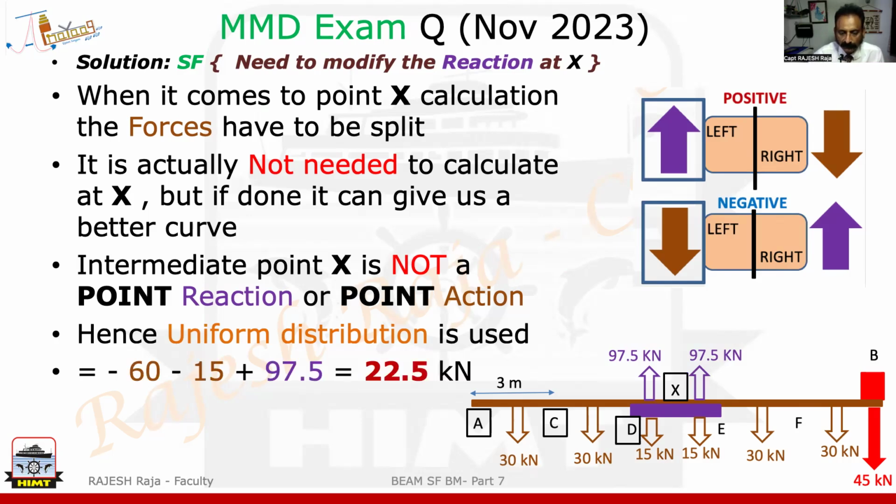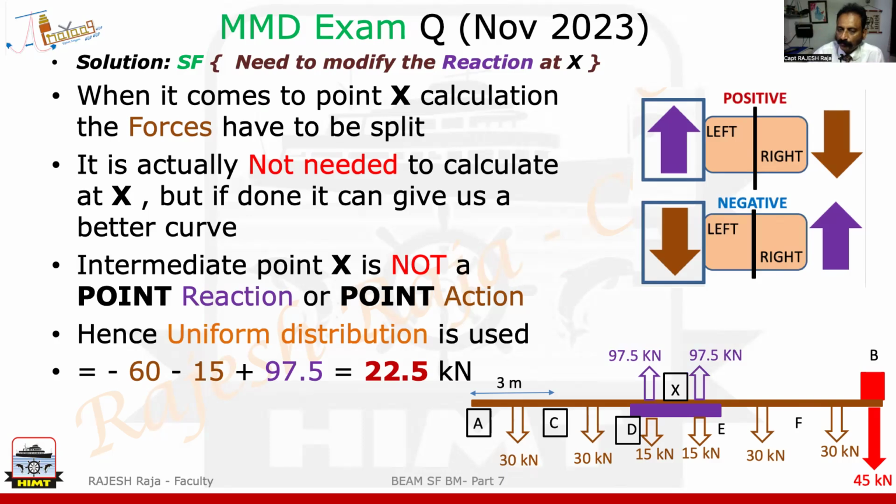So when I do it, you please see what I get. I'm standing at X. What do you have on the left side? I already have minus 60, the big one. Then I have this minus 15 also. Then what is positive on my left side? I have only 97.5. You will see the summation gives me 22.5 plus. So this is a good value for me to draw a better graph. That is why I'm sticking to it.